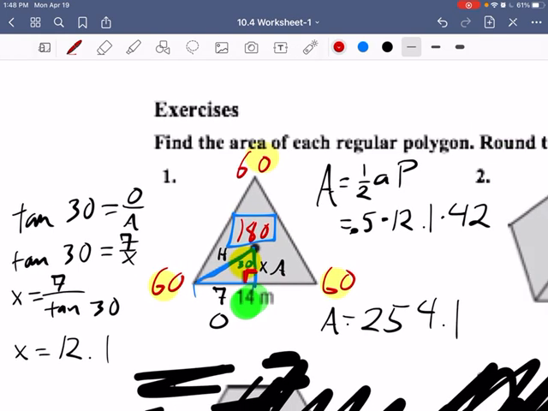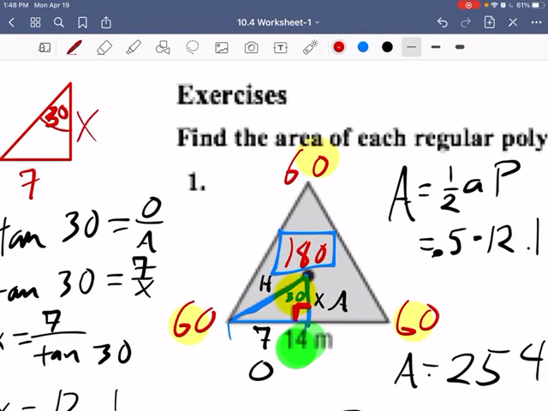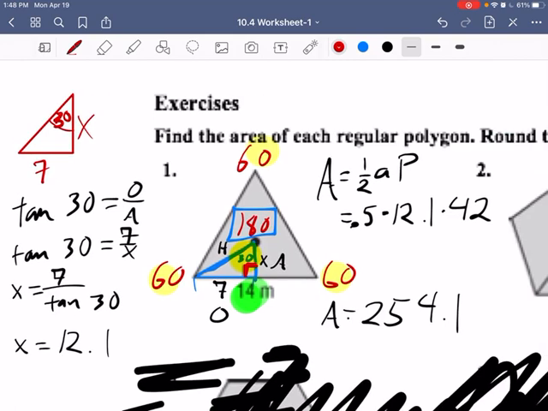So again, we've got our triangle right here. We've got 7. We've got this given angle right here is 30. And then we can solve for x. And that's what we proceed to do right here. Tangent of 30 is opposite over adjacent, which means it's 7 over x. And we end up with x equals 7 over tan of 30. When we put that into our calculator, we get 12.1.